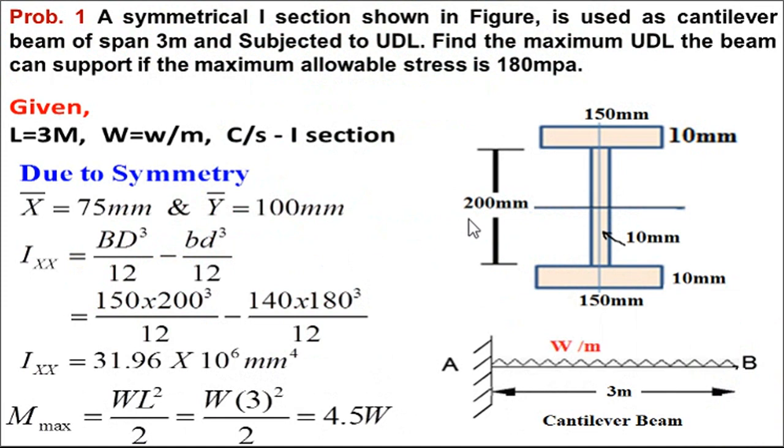So here I have taken problem number 1 for a symmetrical I section and for a cantilever beam. It is slightly different from the previous problem. A symmetrical I section shown in the figure is used as a cantilever beam of span 3 meter and subjected to UDL. Find the maximum UDL the beam can support if the maximum allowable stress is 180 MPa.